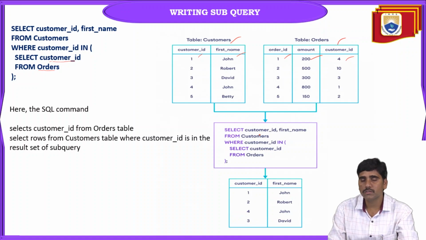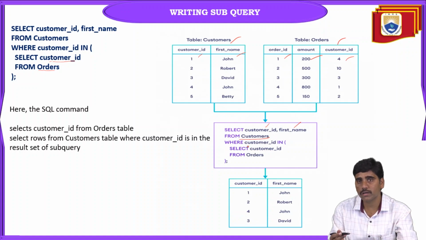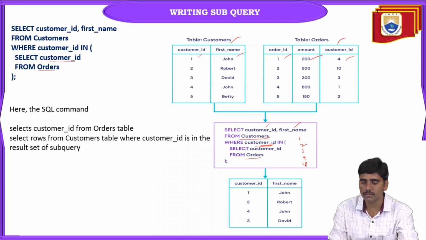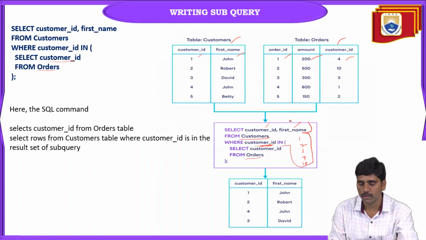So from these two tables, we are going to write the subquery like this: SELECT customer_ID, first_name FROM customers. I need to retrieve customer ID and first name from the customers table WHERE customer_ID IN (SELECT customer_ID FROM orders). Customer ID from orders means all the customer IDs, so 1, 2, 3, 4, 10 will be displayed. Now this is the subquery result.